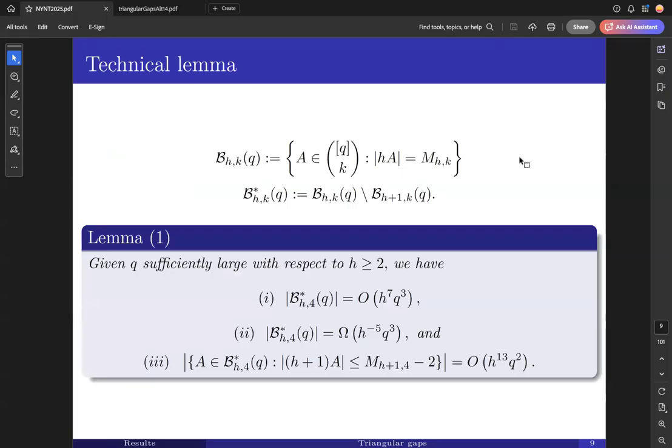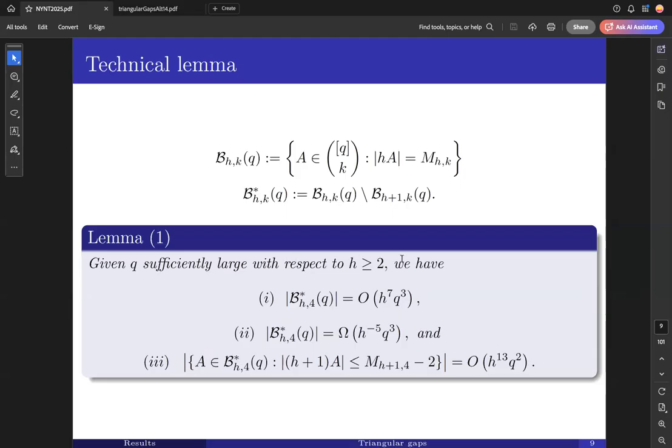Okay, so here's my technical lemma. At the top, I've reminded you the definition of script B sub H,K and script B star sub H,K. So this just means the B sub H sets, and this means the sets that are B sub H, but not B sub H plus 1. And in most of this discussion today, K is going to be 4, and we're going to be dealing with just the first Q natural numbers. I'm thinking Q is some millions, billions, trillions, and H might be like a few thousand.